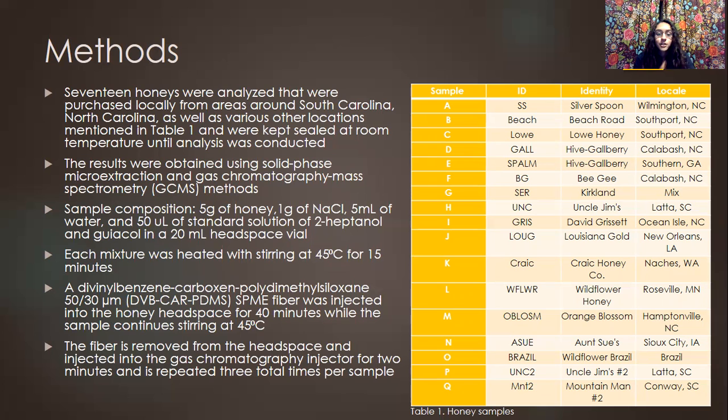The solid phase microextraction fiber was injected into the vial in the headspace above the liquid for 40 minutes. This is done while continuing stirring and kept at the same temperature. Once this is done, the fiber can be removed and injected into the gas chromatography injector for 2 minutes to be analyzed. We carried out this process 3 times per sample.